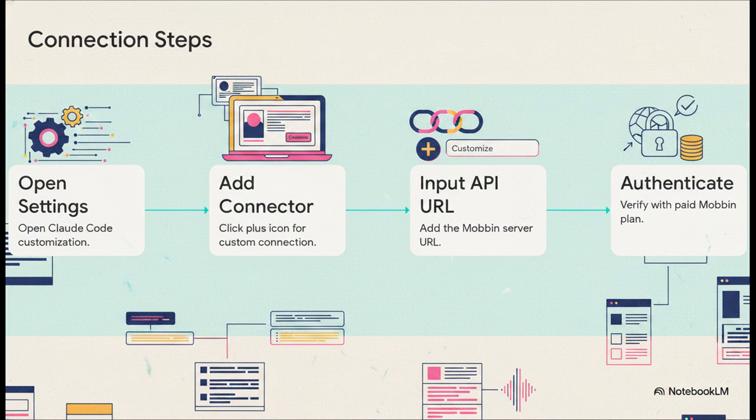First, you just open up Claude Code and head down to customization. From there, you navigate to your connectors, hit the plus icon, and select Add Custom Connector. You're going to name it Mobin, input the specific API URL, and then simply authenticate. Now, just a heads up, you do need a paid Mobin plan for that authentication to go through. But seriously, it is literally just 4 clicks.